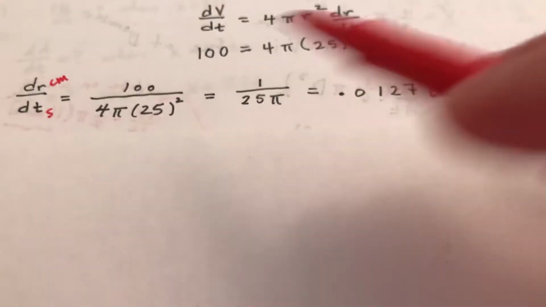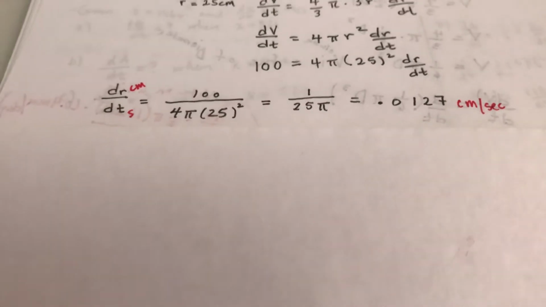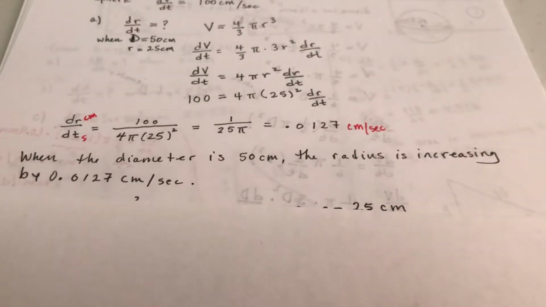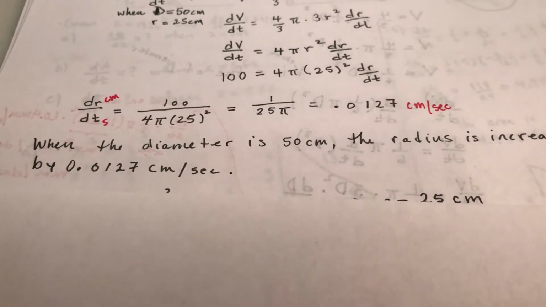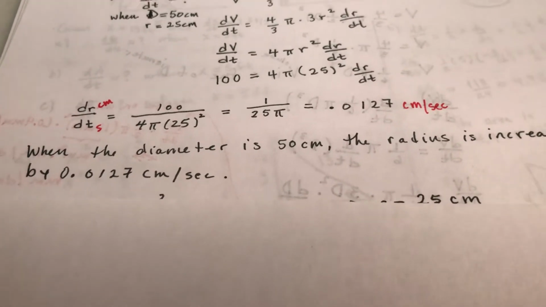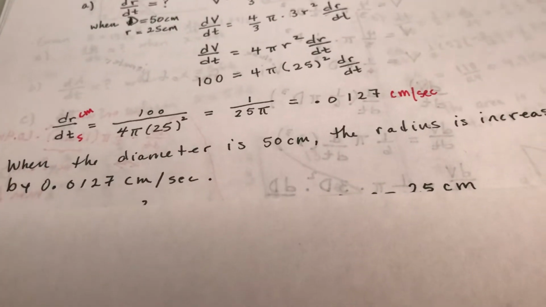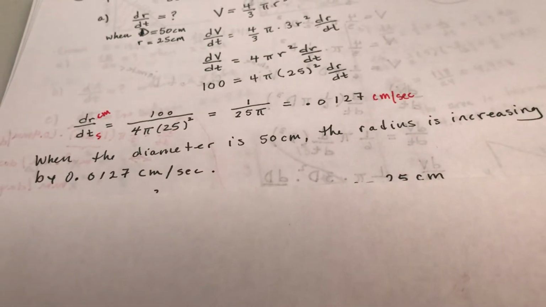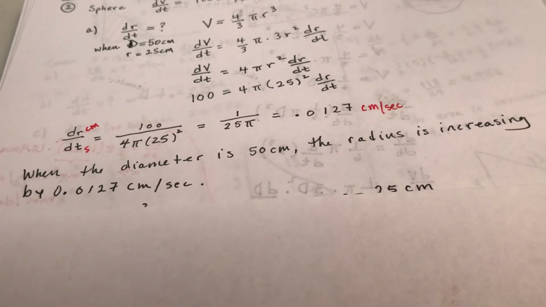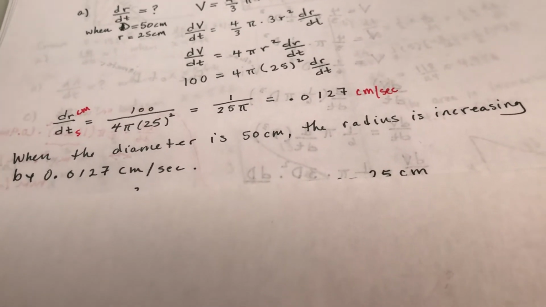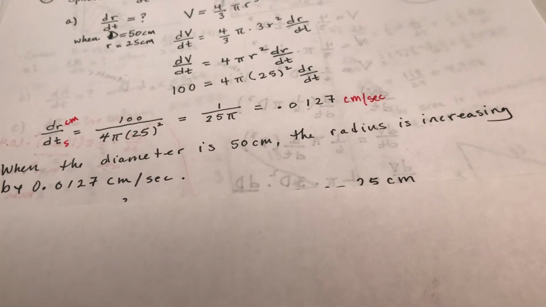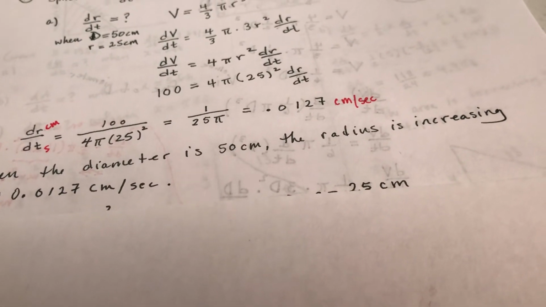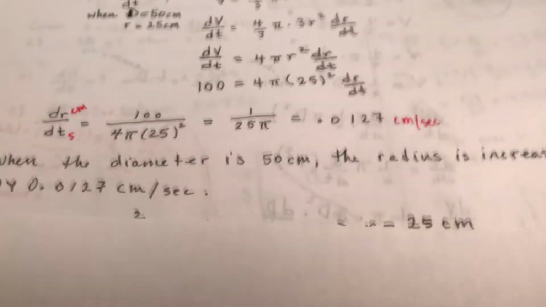I guess we could have substituted all the units in, but that gets a little messy. And now I'm just going to conclude the meaning: when the diameter is 50 centimeters, the radius is increasing by 0.0127 centimeters per second. And I believe that's correct. Let me double check that answer. Yeah, I think it's correct. Sometimes when I put that 0 in front of the decimal, I get marked incorrect. Yeah, that's fine. It's good. I did not double check that.